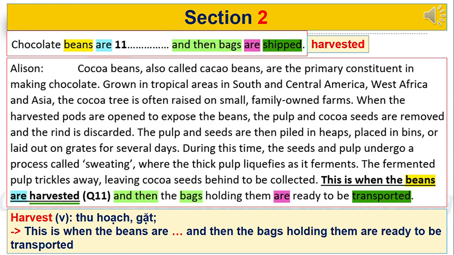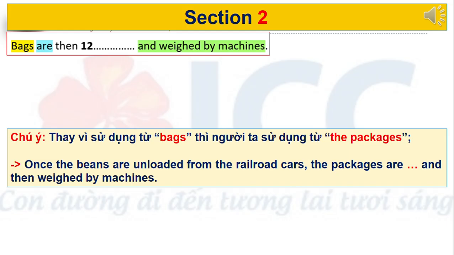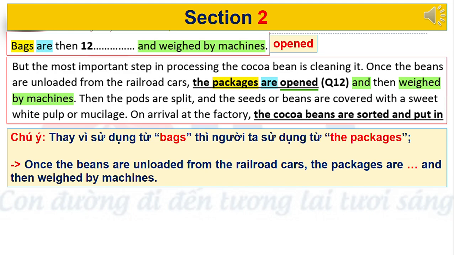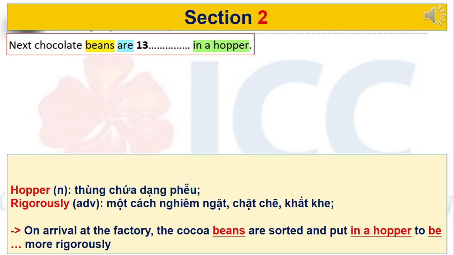But the most important step in processing the cocoa bean is cleaning it. Once the beans are unloaded from the railroad cars, the packages are opened and then weighed by machines. Then the pods are split and the seeds or beans are covered with a sweet white pulp or mucilage. On arrival at the factory, the cocoa beans are sorted and put in a hopper to be cleaned more rigorously.